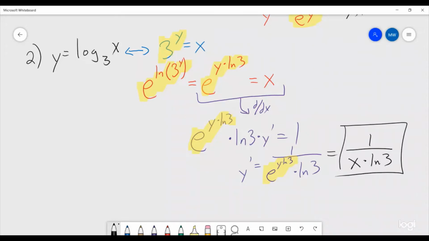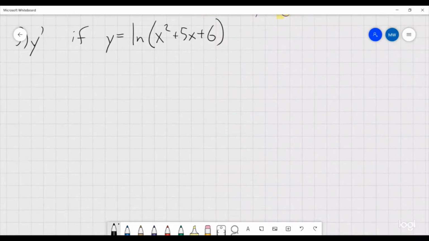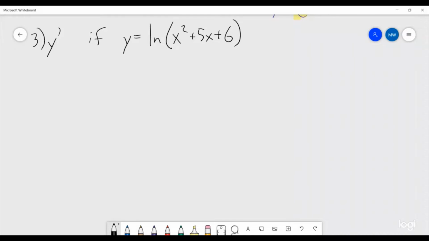So let's do one last problem involving logarithms. Find y prime if y is equal to the natural log of x squared plus 5x plus 6. How would we take that derivative? Go ahead, pause the video and try and do this on your own.